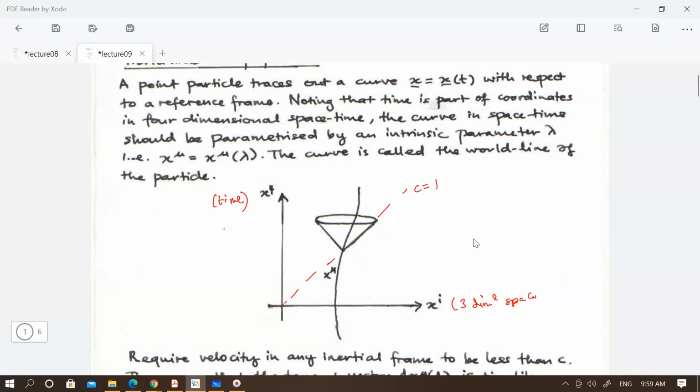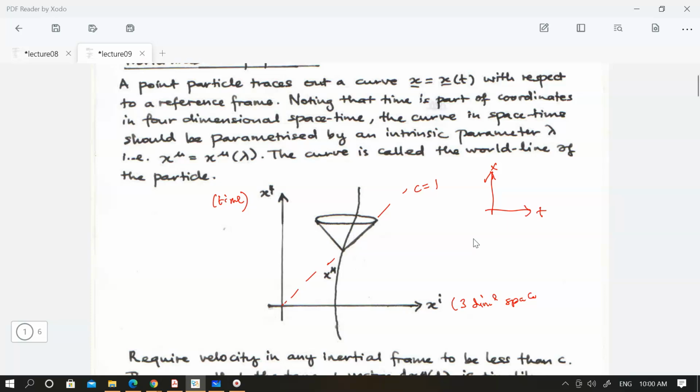The way we draw the diagram, usually in an ordinary dynamics kind of diagram, this is t and this is x, and then your velocity will be just the slope. But in this particular case, we have t on the vertical direction and your spatial direction is here. So essentially, this is the trace of the trajectory of a particle.